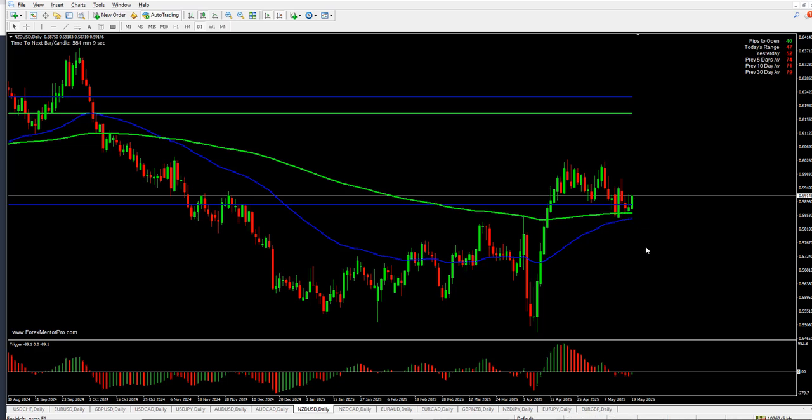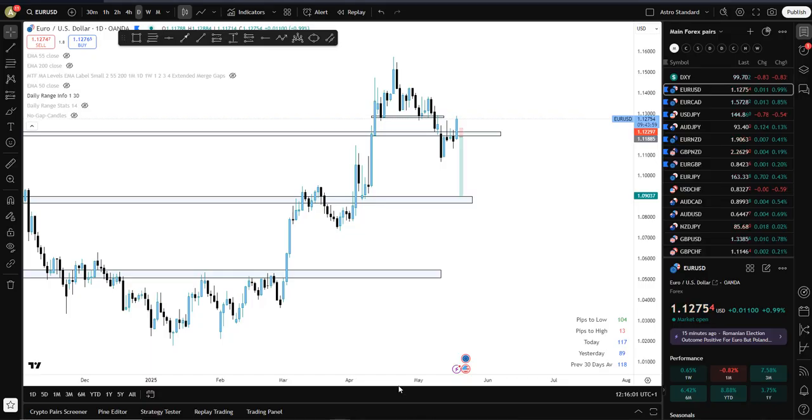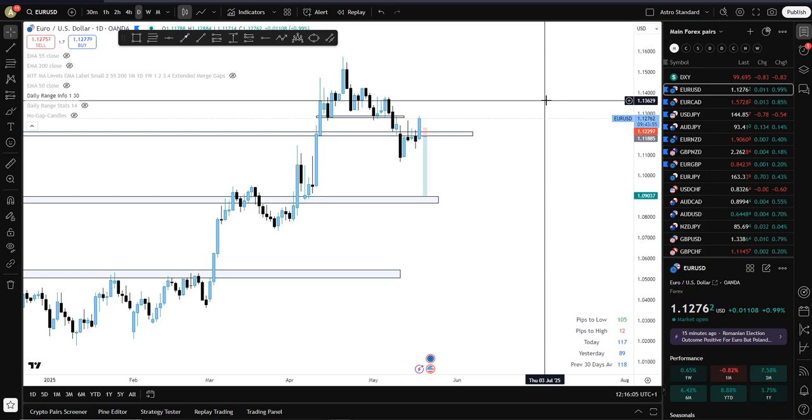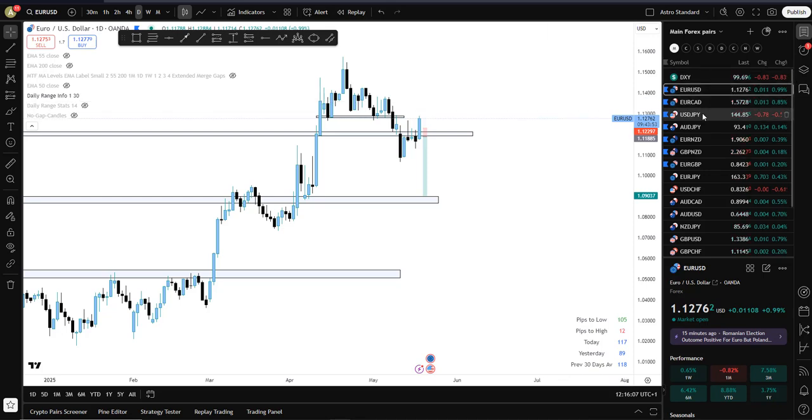So that's how I would make my decision. So out of the four pairs, I would just go with this one. And to show you more examples, I'll go on to my TradingView chart, and over here we can see that I have paired these.